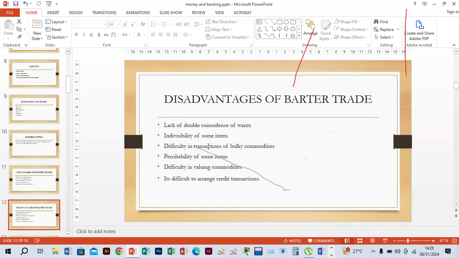And then, owing to these challenges of barter trade, a generally acceptable medium of exchange was developed, and that is money, the present form of money we have now, the paper notes and the coins.